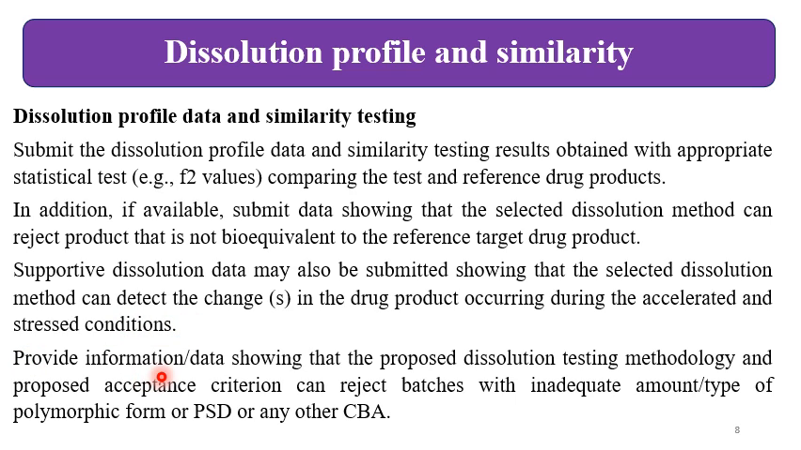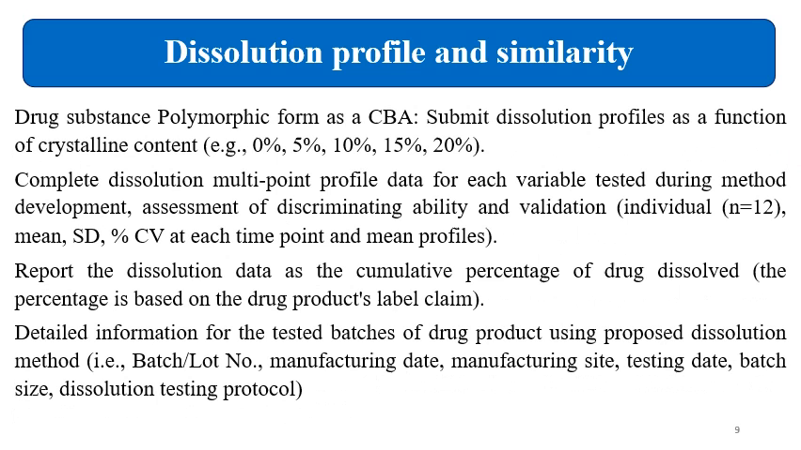Then also provide information or data showing that the proposed dissolution testing methodology and the proposed acceptance criteria can reject the batches with inadequate amount or type of the polymorphic form or PSD or any other CPA. So this is also a part of the dissolution profile data and similarity testing, along with the ability of the dissolution method to detect the bioequivalent and the inequivalent batches.